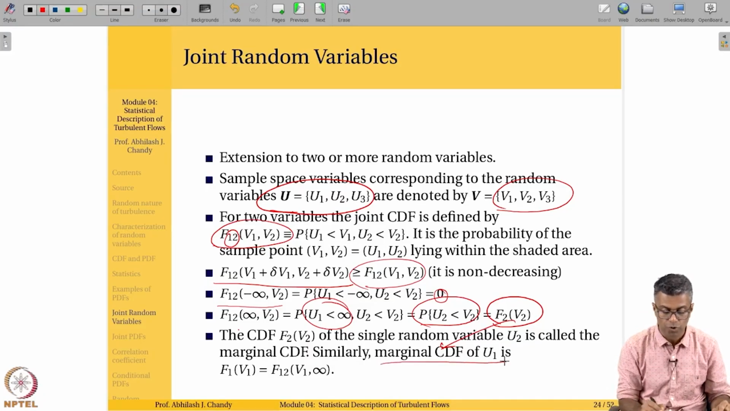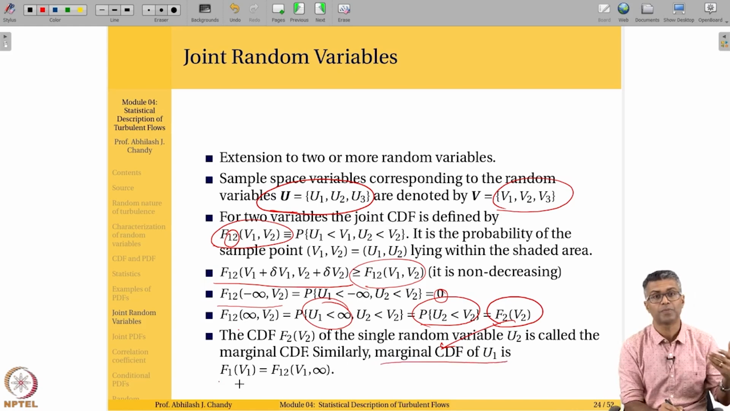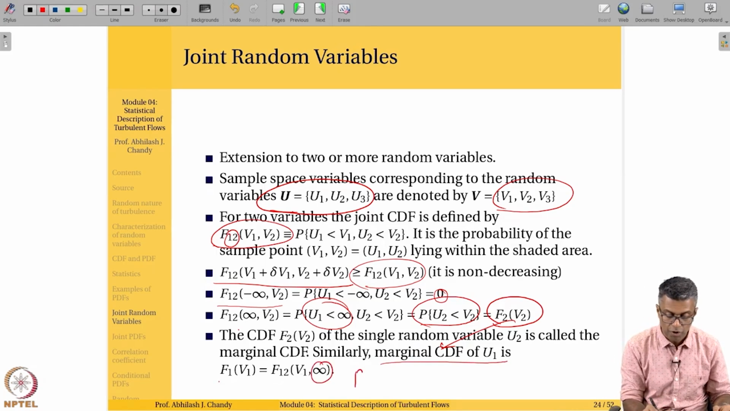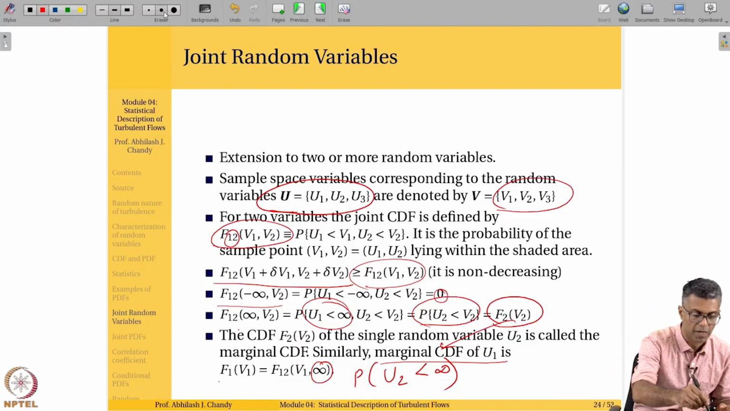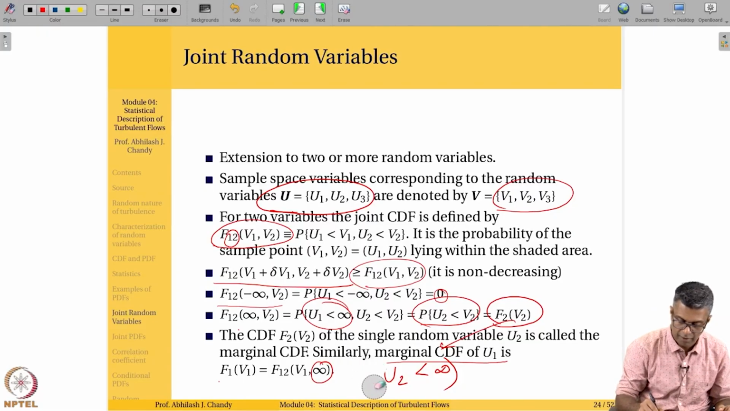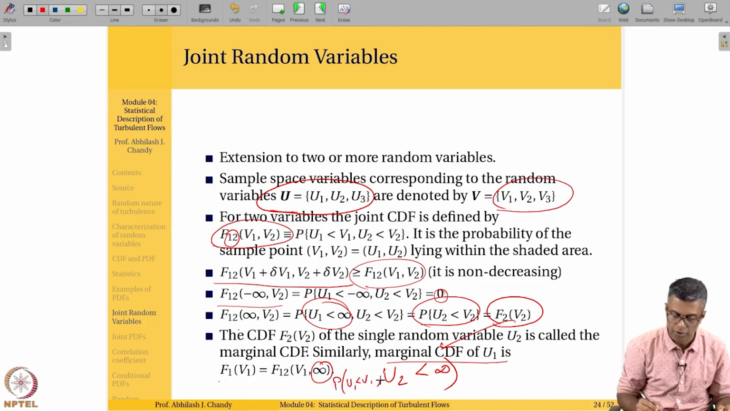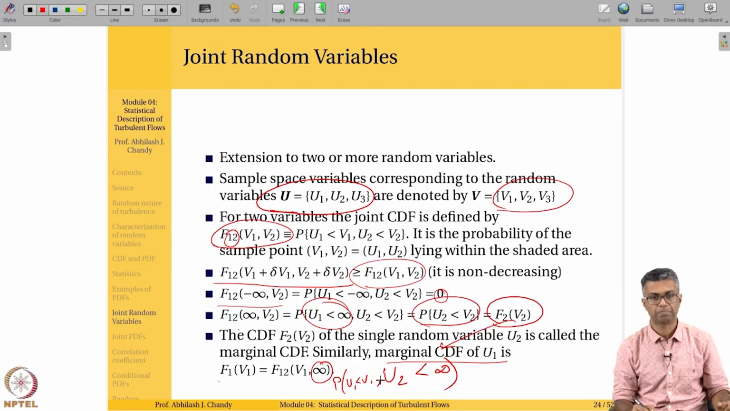Similarly, the marginal CDF of u1 is f1 of v1 equals f12 of v1 comma infinity, meaning the probability of u2 being less than infinity, isn't it? That is the second event. The first event is, of course, the probability of u1 being less than v1. So just to be clear, so that we avoid any confusion here, this is in fact the probability of u1 less than v1 comma u2 less than infinity. I hope this is clear now.